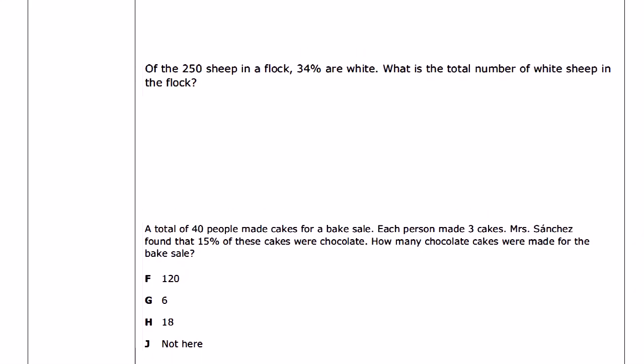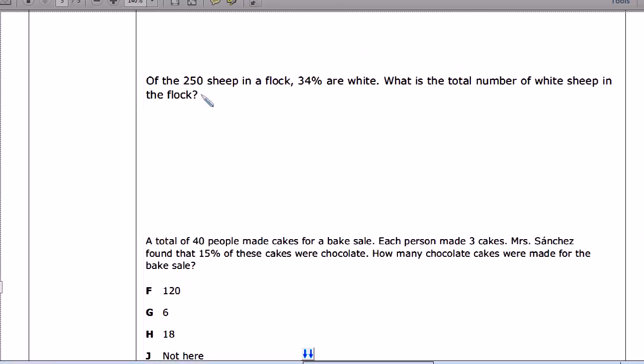Okay, now here I'm going to set this one up for you too. There's the keyword of. Remember, that means the total. So they'll have 250 total sheep. 34%, that's our percent, are white. What is the total number of white sheep? Oh wait, of. In this case, this of means the total number. So of the ones we had 250 sheep in a flock.